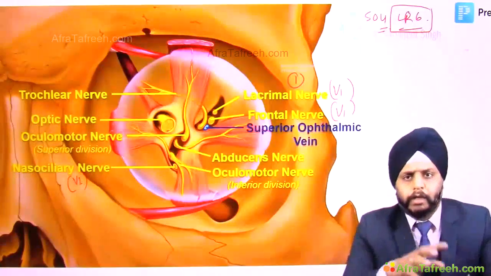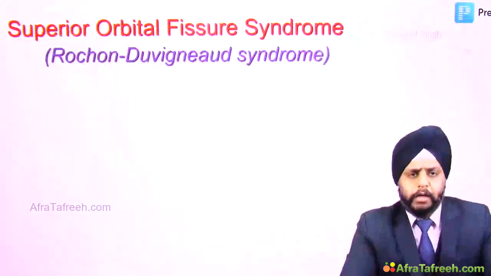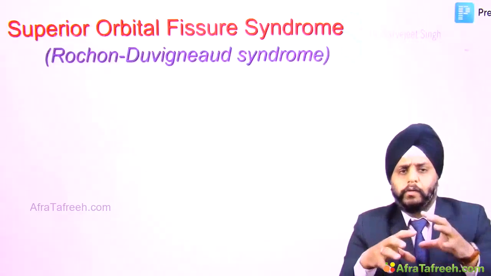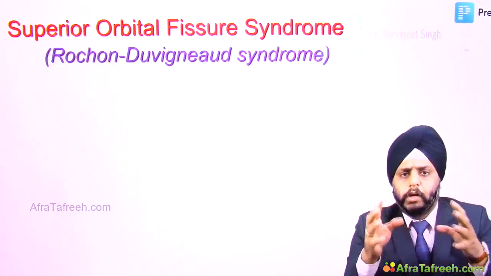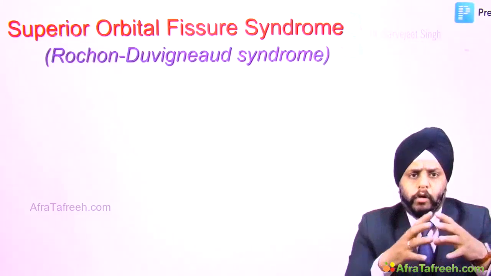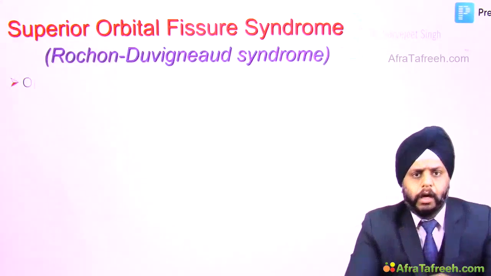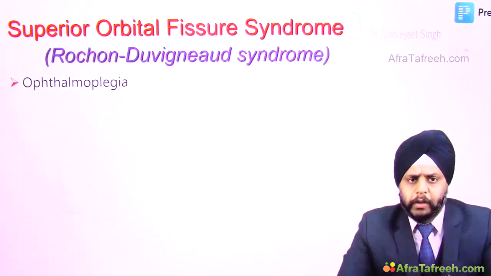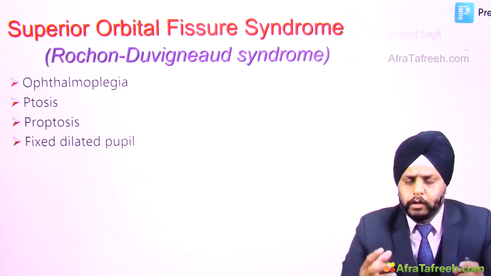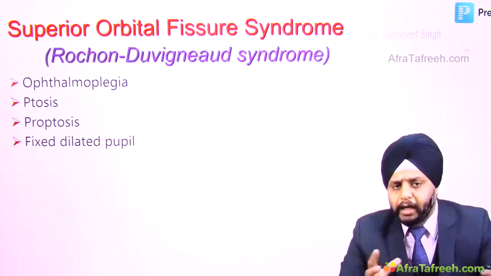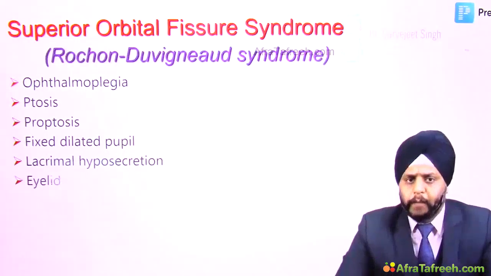Right? So this was the superior orbital fissure and its anatomy. Now let us discuss a syndrome associated with this fissure. The syndrome is the superior orbital fissure syndrome, also known as Rochon-Duvigneaud syndrome. Usually the patient will present with ophthalmoplegia, ptosis, proptosis. The pupils may be fixed and dilated, and there can be decrease in lacrimation, lacrimal hyposecretion.